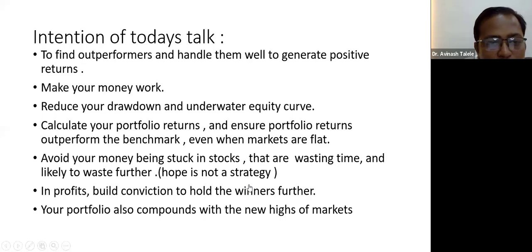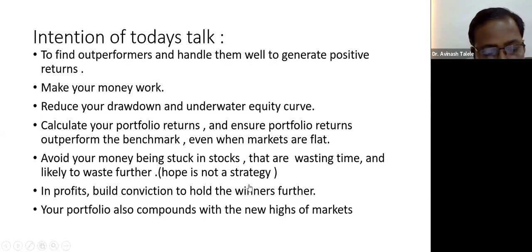You will also avoid your money getting stuck in a stock and wasting time. And you will know that you should not be in this stock and waste your time further, because hoping that the stock you have picked and bought will rise or will perform is not a proper strategy. Hope is never a strategy.